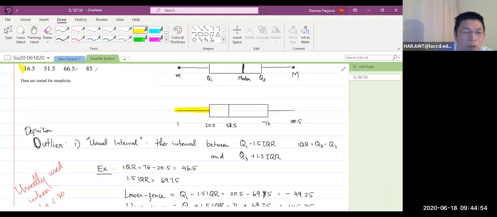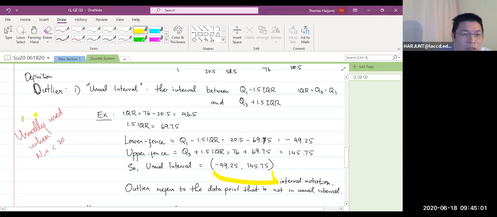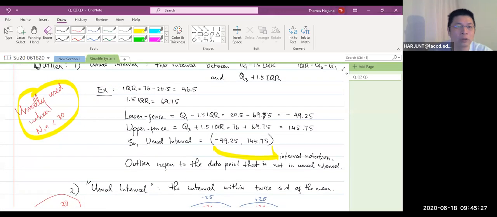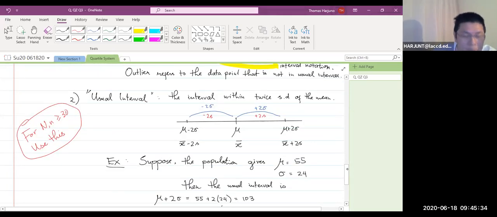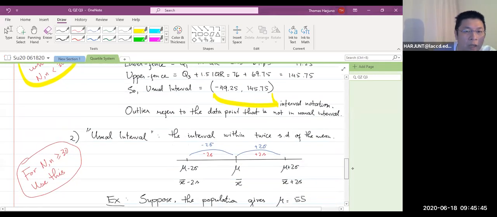But then we can go further into seeing the outlier using this method. Again, this is usually used when the sample size or population size is less than 30. Once you get a larger size, for n greater than 30, use this. Now, our textbook used the first method, and some other textbooks use the second method. But if you go to a higher level, they will give you these two definitions of how we define usual interval and outliers.